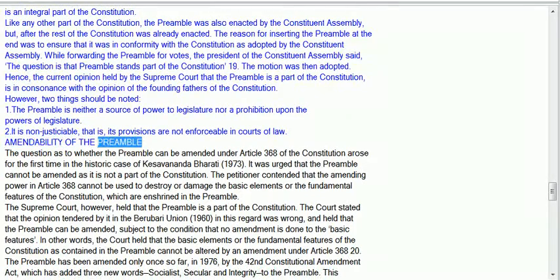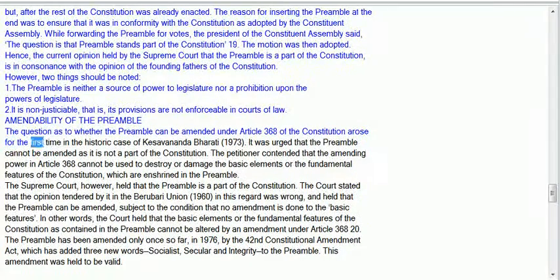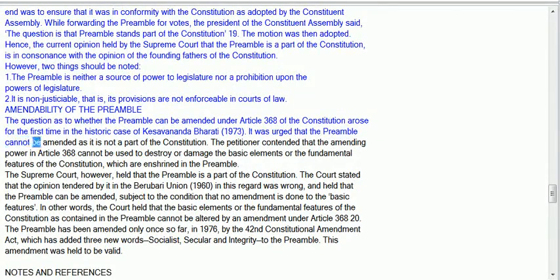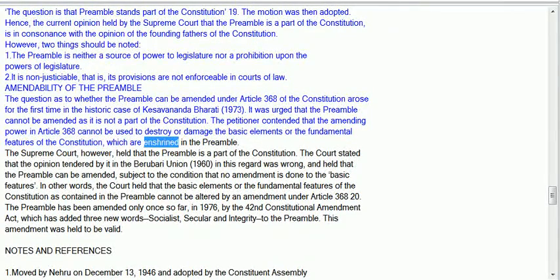Amendability of the preamble. The question as to whether the preamble can be amended under Article 368 of the Constitution arose for the first time in the historic case of Kesavananda Bharati, 1973. It was urged that the preamble cannot be amended as it is not a part of the Constitution. The petitioner contended that the amending power in Article 368 cannot be used to destroy or damage the basic elements or the fundamental features of the Constitution, which are enshrined in the preamble.